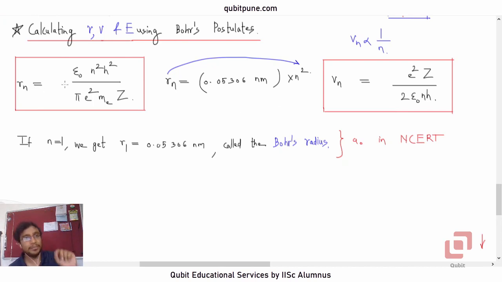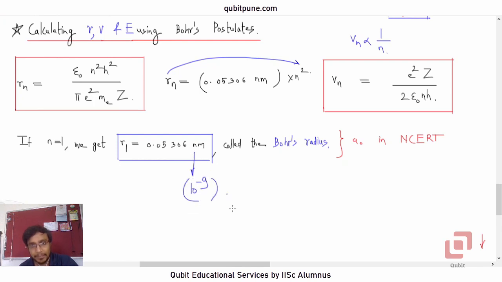Note that R_n depends on permittivity, Planck's constant, charge on the electron, mass of the electron, and also the atomic number, or the number of protons in the nucleus. And if I substitute n equal to 1, then we get the radius of the first stable orbit, which is found to be 0.05306 nanometers. Nano means 10 raised to negative 9. In your book, R_1 has been referred to as a_0. Okay, the speed V_n depends on charge, permittivity, Planck's constant, and of course the atomic number.